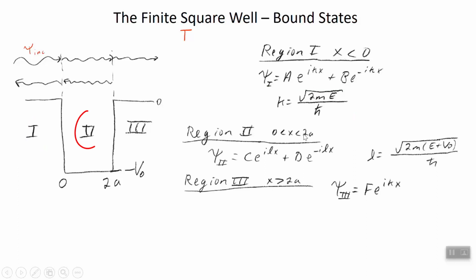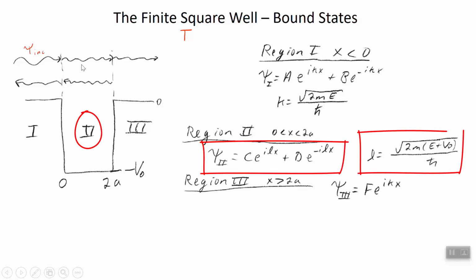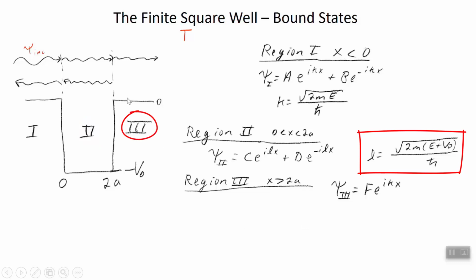In region 2, you have more oscillating solutions, but the wave number has changed because the energy separation between the wave and the bottom of the well has changed. We name the wave vector l, as Griffiths does, and call it the square root of 2m(E plus V0) over h bar, to capture all that energy distance. Remember, V0 is a positive number. In region 3, we're back to the same potential level as the original, so it's essentially the same function.